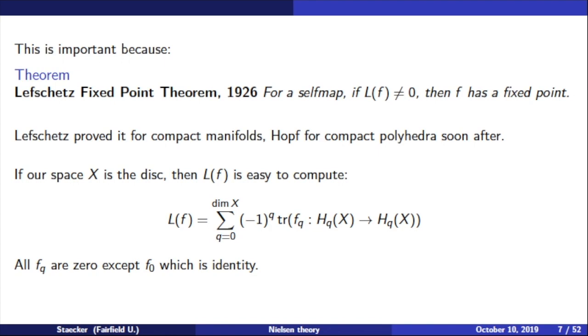So when you add up the traces here, you get one because the only term here is the q equals zero term, and the trace of that will be one. And so the Lefschetz number on the disk is always one, which means by the Lefschetz fixed point theorem, any map on the disk has a fixed point. So you could say this is a more powerful version of Brouwer's theorem. On the disk, it does give you the Brouwer fixed point theorem, but it works for other spaces also.